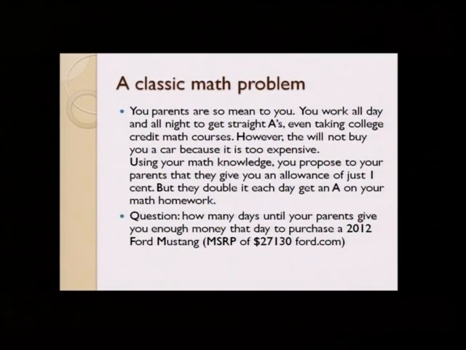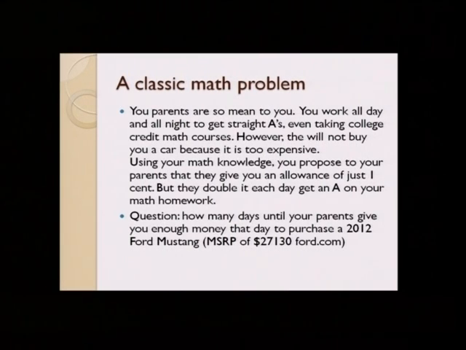To get started, your parents, being as mean as they are, you work all day and all night to get your straight A's, even though you're taking college credit math courses in high school. However, they're not going to buy you a car because it's too expensive. The insurance is too much, the gas is too much. However, you propose an idea to them. You say, Mom, I just want you to start me out with an allowance of 1 cent, and then I want you to double that amount every time I turn in A math homework.